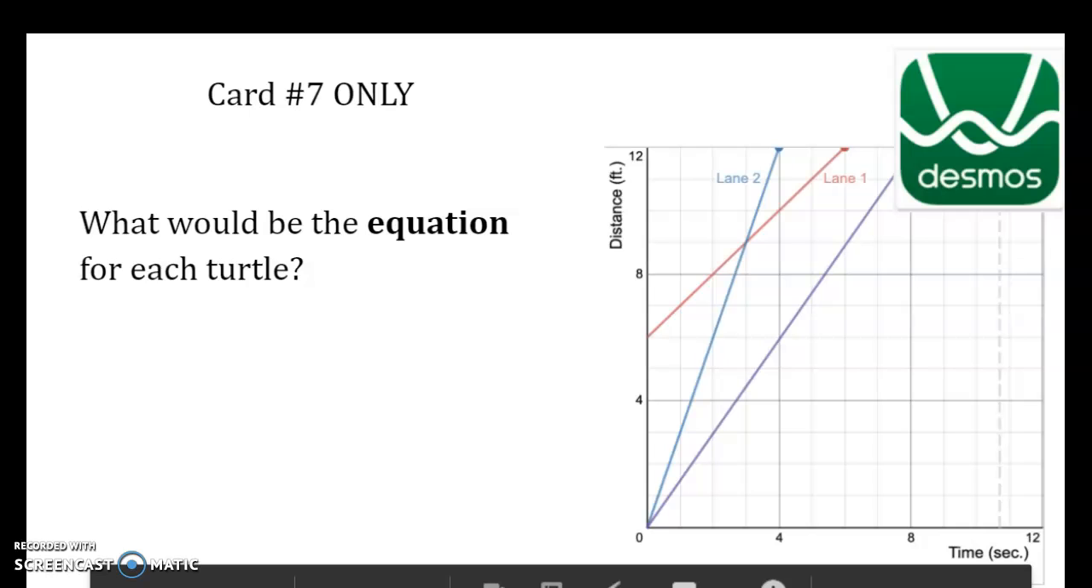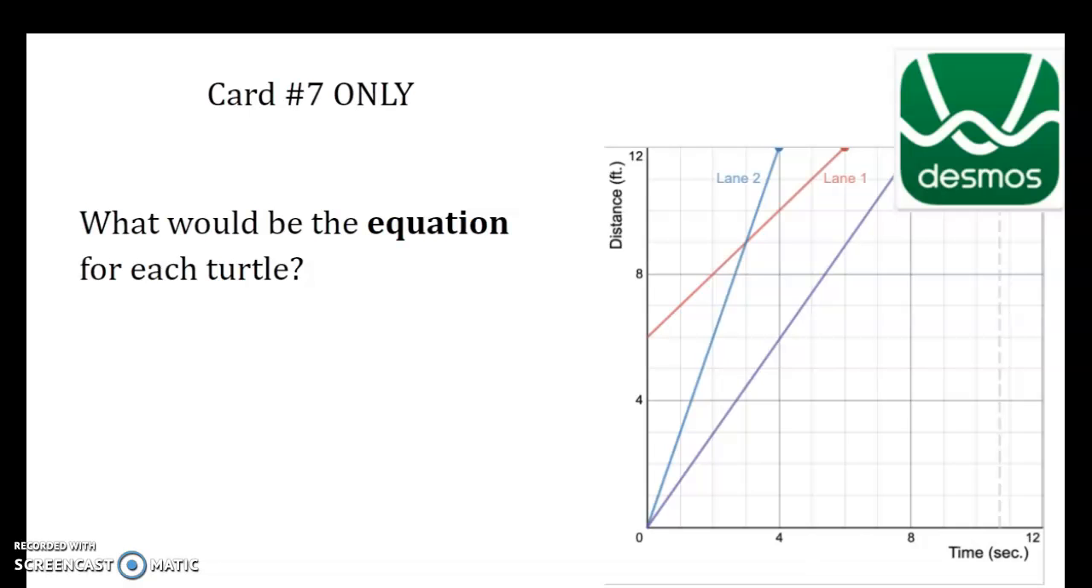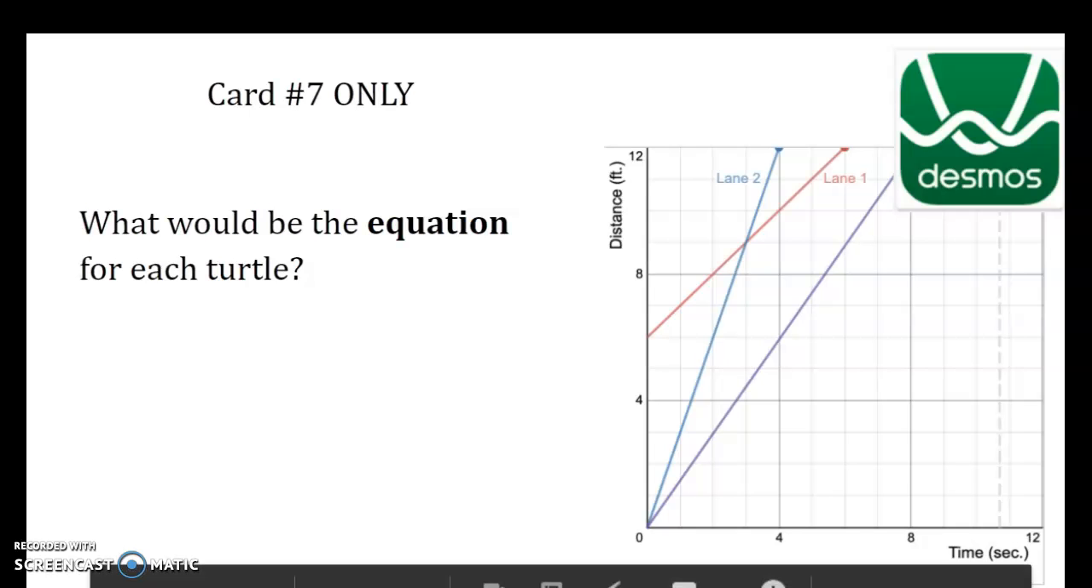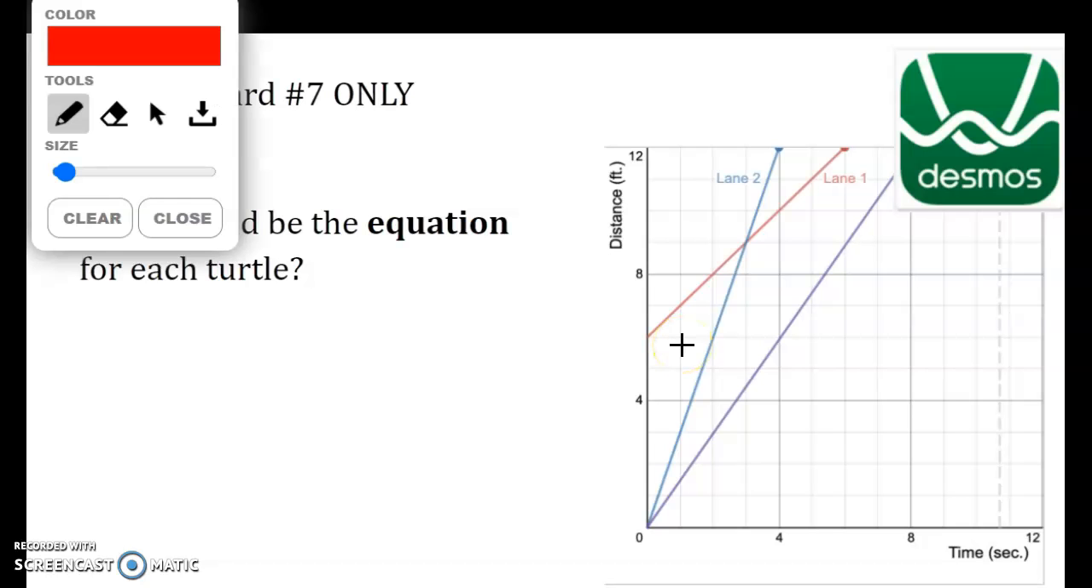Okay, so you are going to continue with card number 7 now. What would be the equation for each of the turtles? So please pause the video and try that. I am going to assume that you had a chance to explore different numbers and come up with a way to figure out the equation, but we can just figure that out from the graph as well. So let's think about each of the turtles.